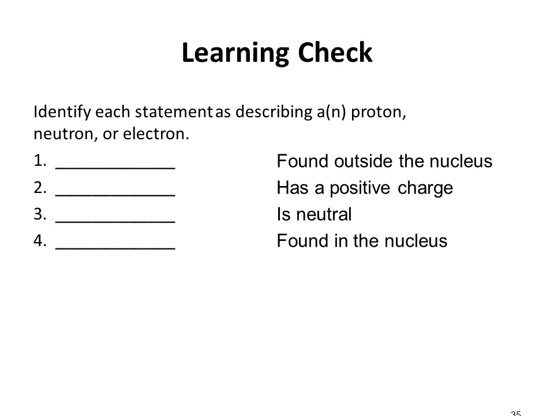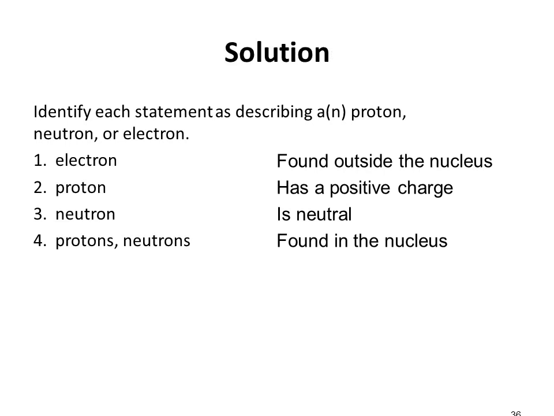And found in the nucleus. So this can be two of them, right? The only one outside the nucleus is the electron, and the other two, the proton and the neutron, are both found in the nucleus. And there you go.